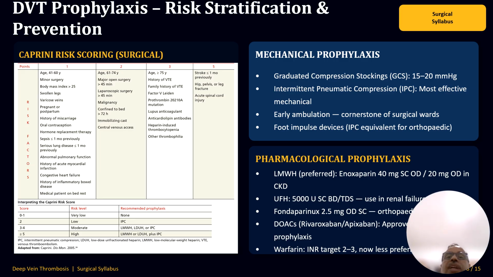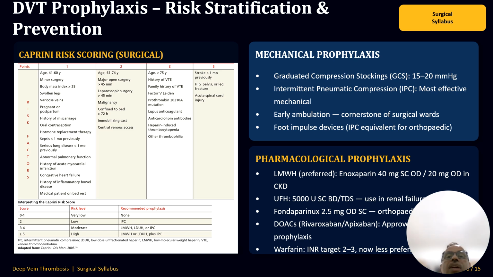For pharmacological prophylaxis, the low molecular weight heparin like enoxaparin 40 milligrams subcutaneous once a day, or 20 milligrams once a day in a patient with chronic kidney disease, can be used as a prophylactic agent, especially for patients who have got Caprini risk score of 3 to 4, that is moderate, or high, that is more than 5. Unfractionated heparin, UFH, can be used in the dose of 5,000 units subcutaneously twice a day or thrice a day. Then we can also use fondaparinux 2.5 milligram once a day subcutaneous, especially in orthopedic patients.